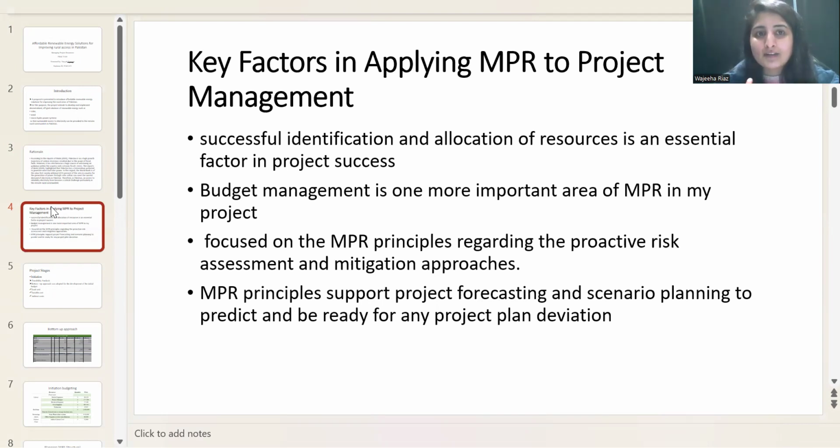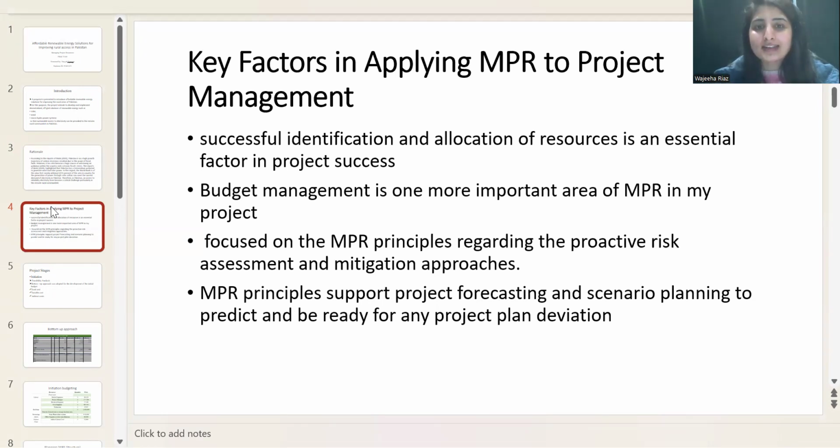The second factor that I consider is budget management, because to make any project successful, budget management is very important. For every project, there is one allocated budget. You have to complete the project within that designated budget. So that's the key factor that I considered.